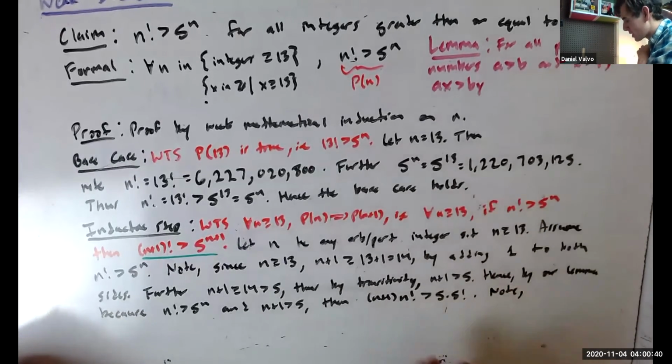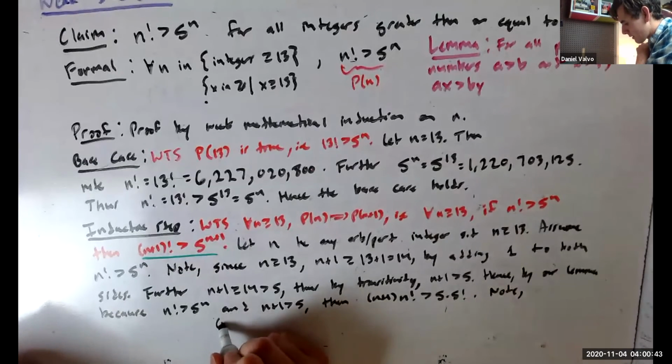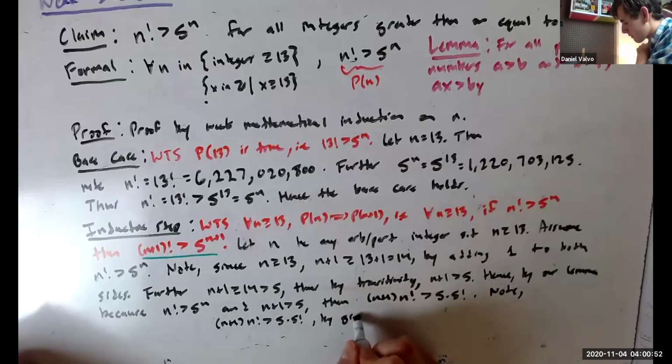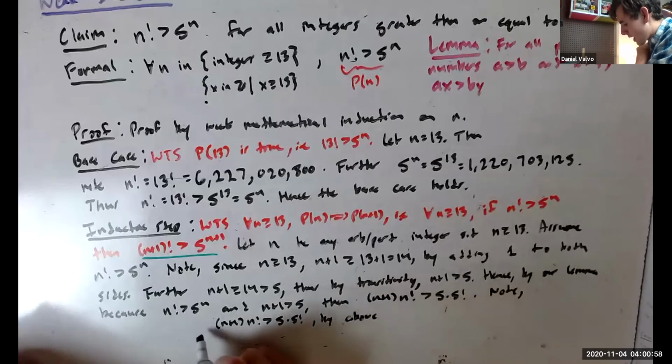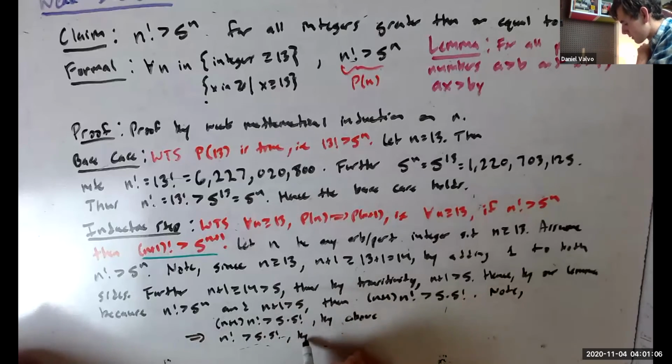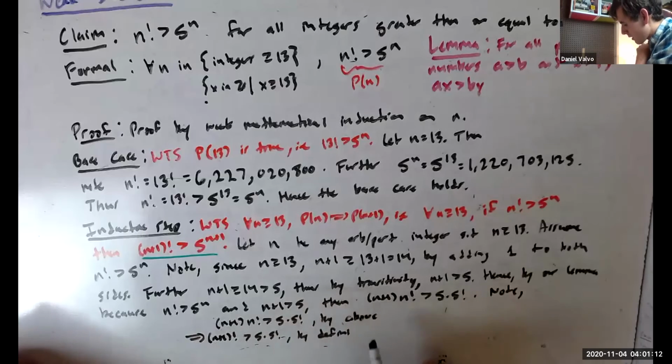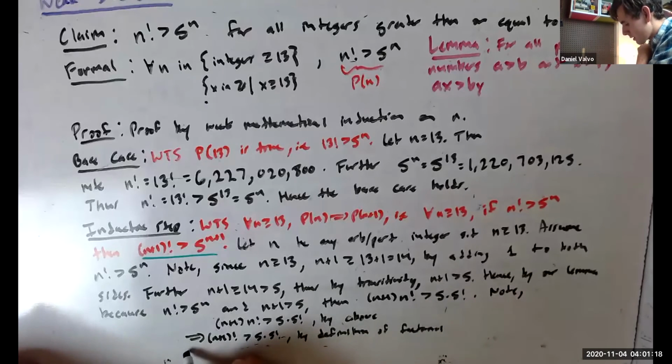Then we can use Torio's great observation to show, note that n plus 1 times n factorial is greater than 5 times 5 factorial by the above. That implies that n plus 1 factorial is greater than 5 times 5 factorial, by definition of factorial.